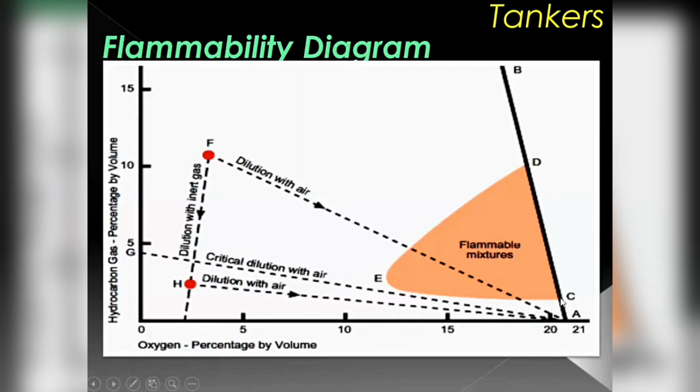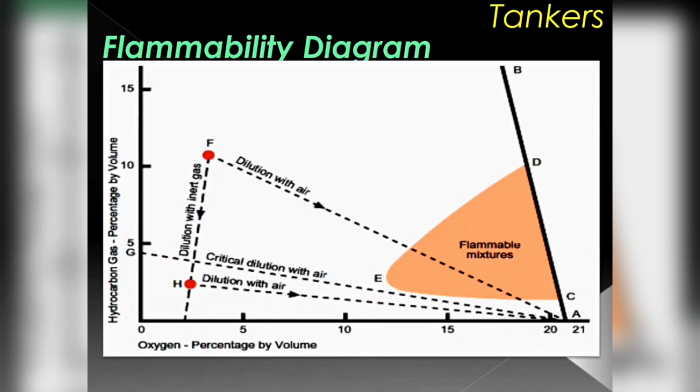Below the lower flammable limit, the hydrocarbon percentage is too little to sustain fire. So below the lower flammable limit, the fire will not take place as the hydrocarbon percentage is too lean to sustain fire. Fire will take place as long as the atmosphere inside the tank falls under this triangle, this flammable mixture.